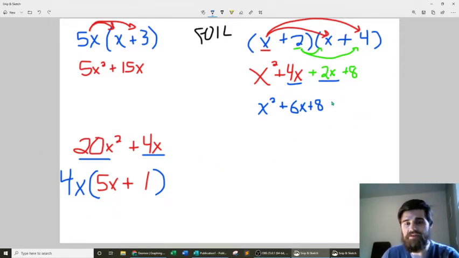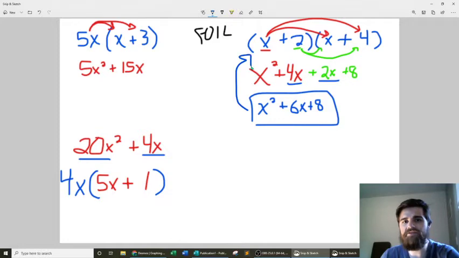We want to be able to do that process, but with a quadratic. So this is a little more complicated. How can we take something like this and then break it down into those two pieces?